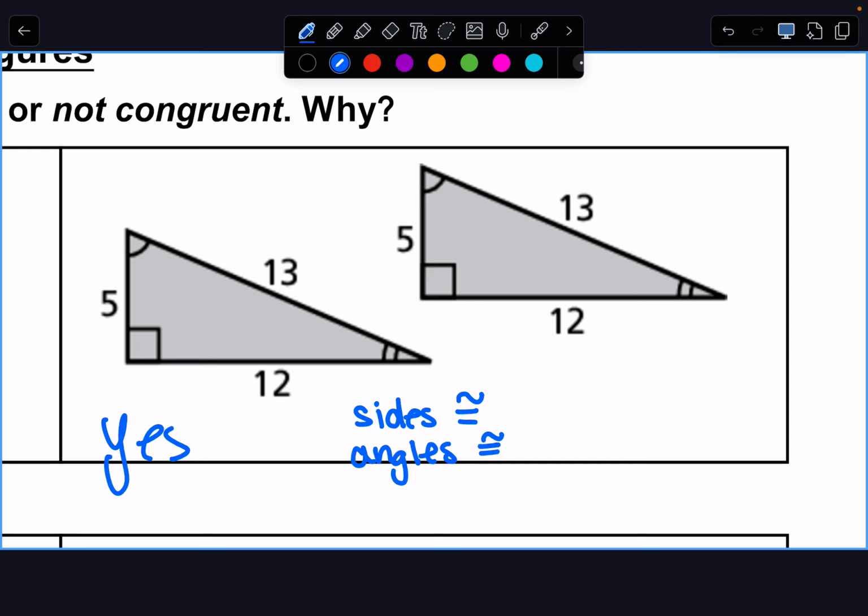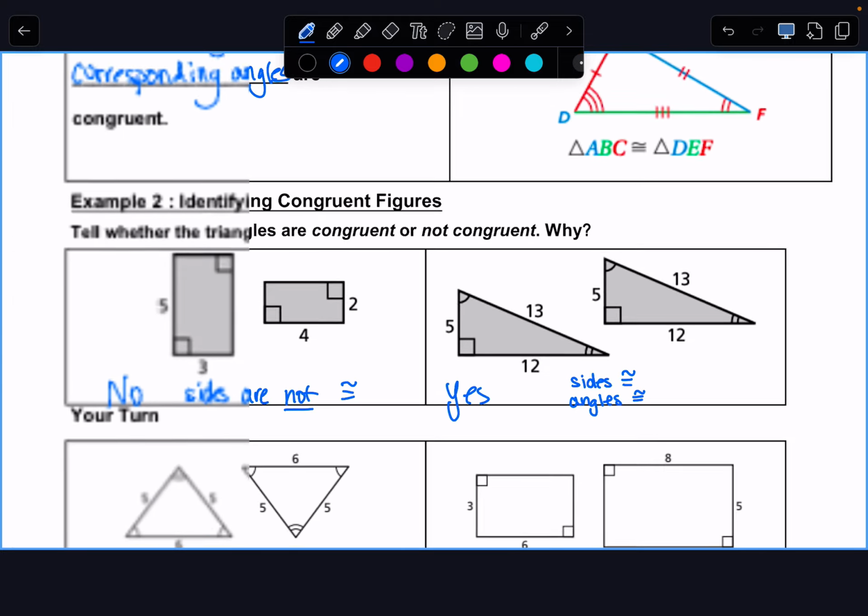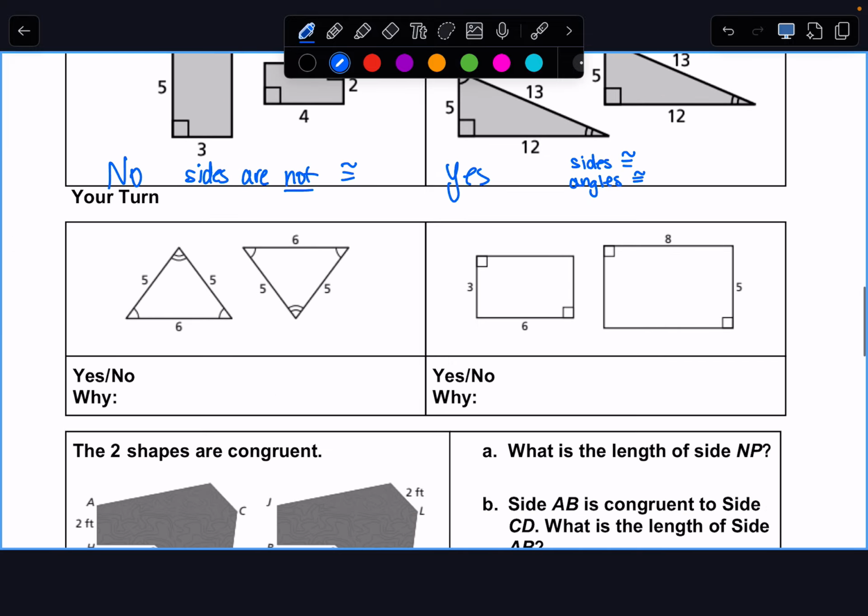Okay, so I want you to answer the next two, the ones that aren't colored in, the clear pictures, I guess.